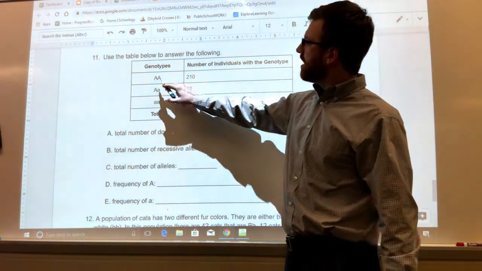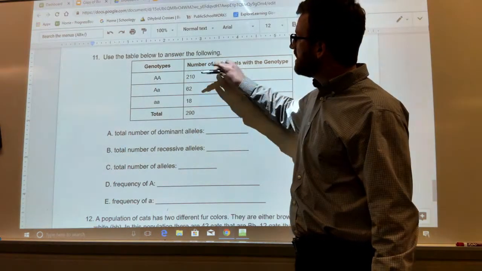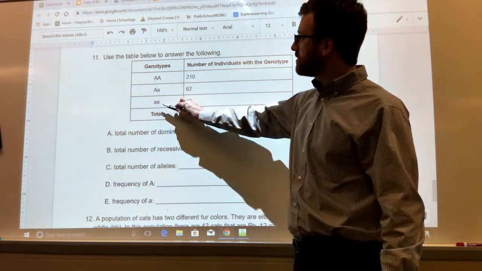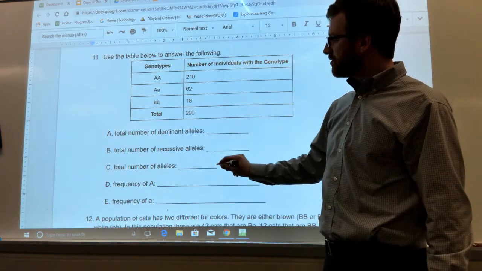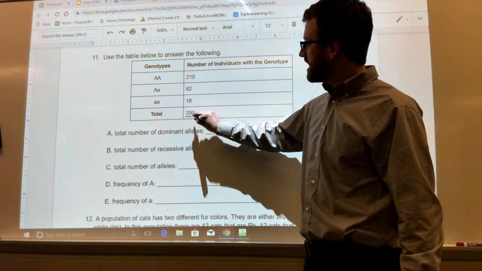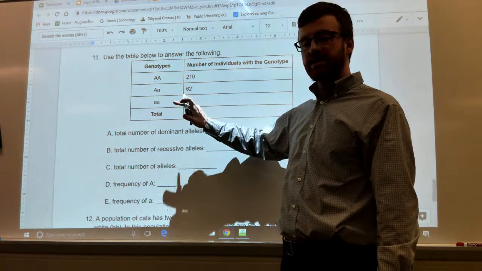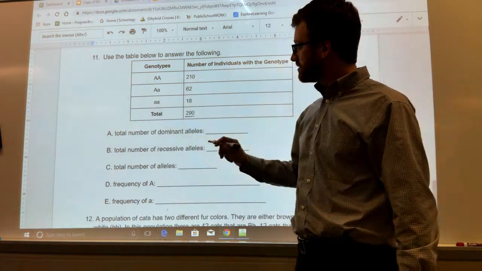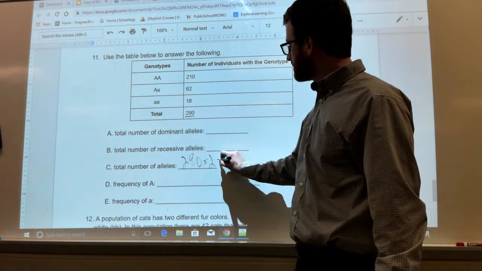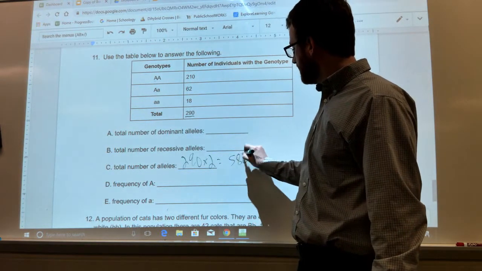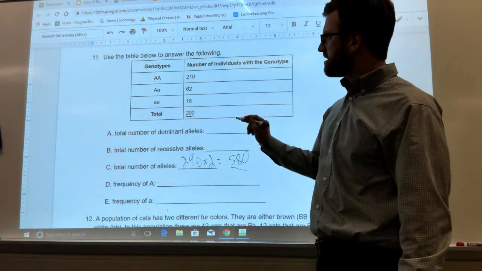So we have big A, we have the genotypes on the left, and we have how many individuals in this population have those genotypes. So let's do the total first. The total number of alleles: we have 290 individuals, but each of those 290 individuals has 2 alleles. So we're just going to do 290 times 2, and that's going to give you 580. Okay, so that's the total. That's the first step. The second is to figure out the dominant alleles.